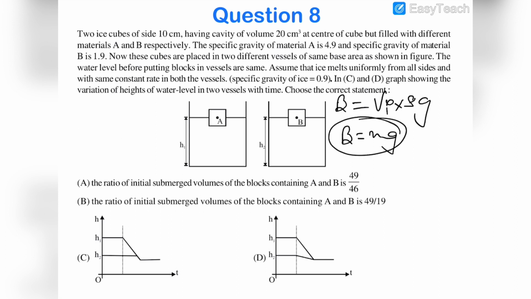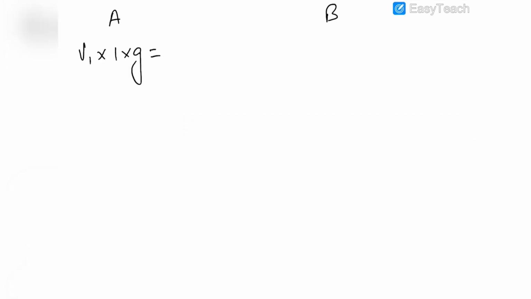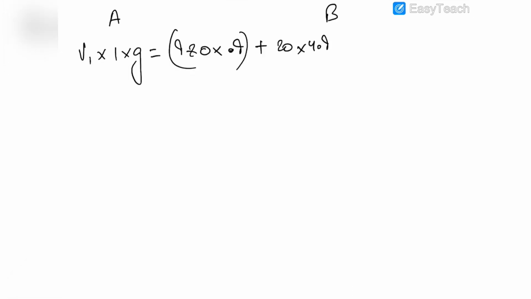So let us see for A and for B. Buoyancy for A is V1 into rho of liquid into g, and this liquid is water, so rho is 1, and this is equal to mg. So mass would be equal to the mass of the ice cube. You can see that the total volume of this ice cube is 1000 cubic centimeters, out of which 20 cubic centimeters is occupied by the cavity, which is filled with material A. So the remaining volume is 980. In 980 there is ice, whose specific gravity is 0.9, plus in 20 cc of volume there is another material A, which has a specific gravity of 4.9. This is the total mass of the floating ice cube A, and g cancels with g.